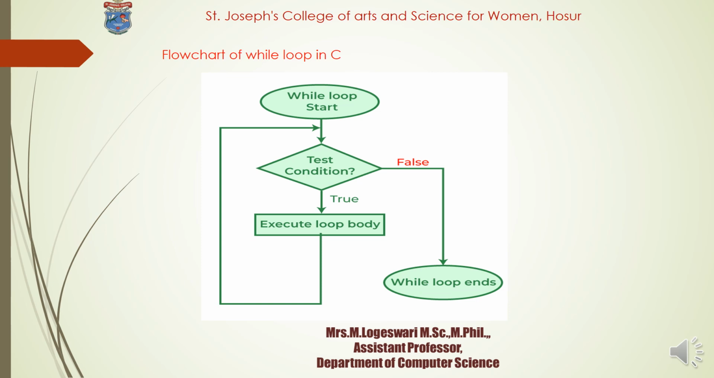Flowchart for the while loop. First, the while loop starts. After that, test the condition. If the condition is true, execute the body of the loop. When the condition is false, the while loop will automatically end.